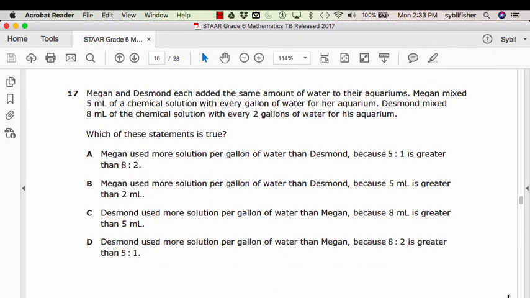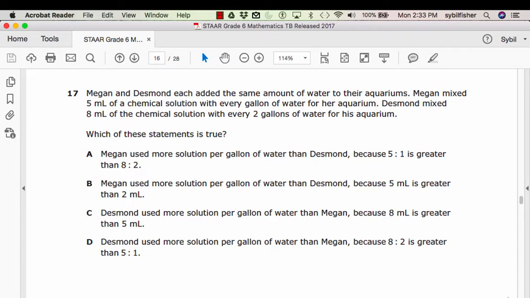Megan and Desmond each added the same amount of water to their aquariums. Megan mixed 5 milliliters of a chemical solution with every gallon of water for her aquarium. Desmond mixed 8 milliliters of the chemical solution with every 2 gallons of water for his aquarium. Which of these statements is true?